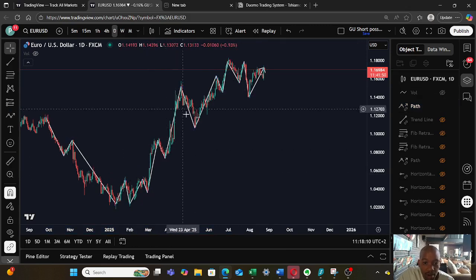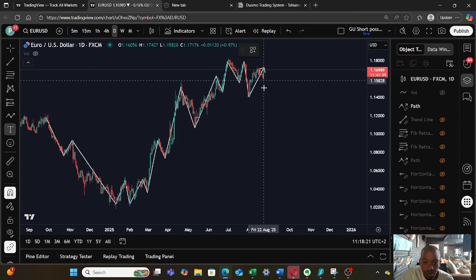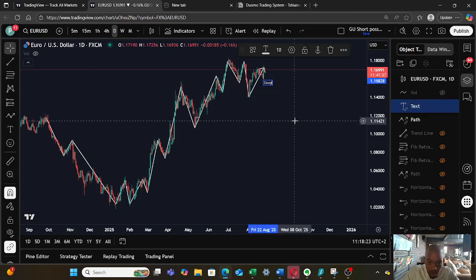Cool. What can we see here? Obviously, in an upside, we had this deeper pullback here. We had this one deeper pullback here. So I'll say here, deeper pullback.